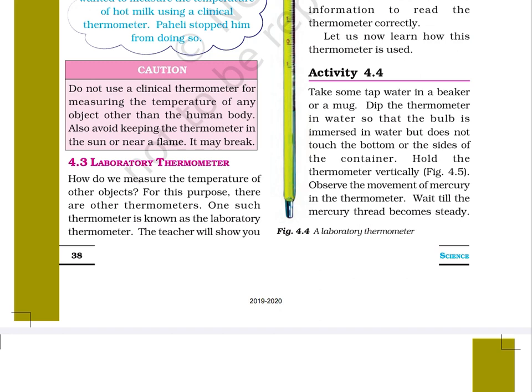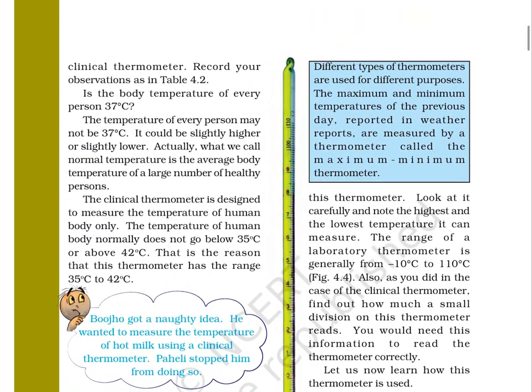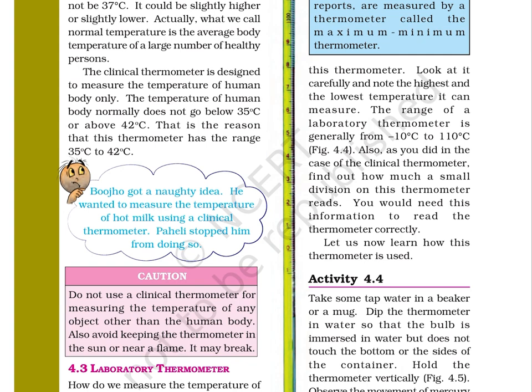4.3. Laboratory thermometer. How do we measure the temperature of other objects? For this purpose, there are other thermometers. One such thermometer is known as the laboratory thermometer. This thermometer will be available with your teacher. Observe it carefully and note the highest and the lowest temperature it can measure. The range of a laboratory thermometer is generally from -10 degrees Celsius to 110 degrees Celsius. We can observe this in figure 4.4.